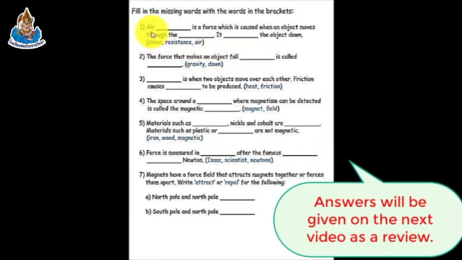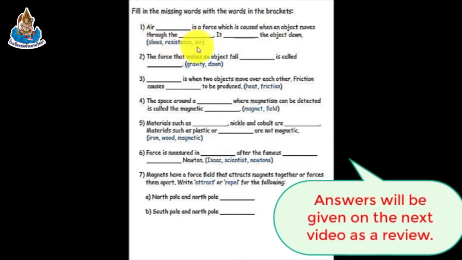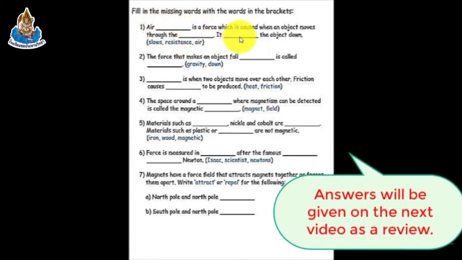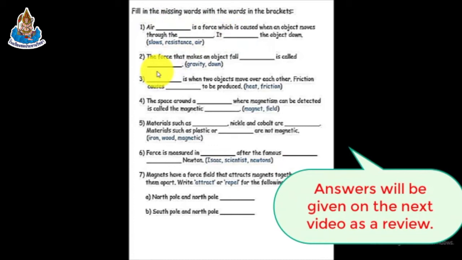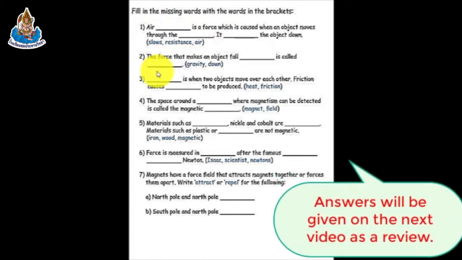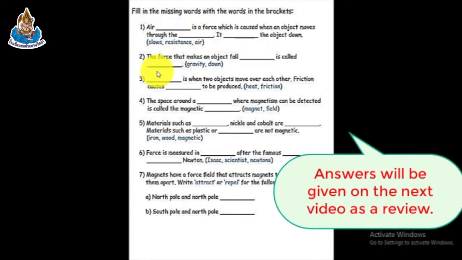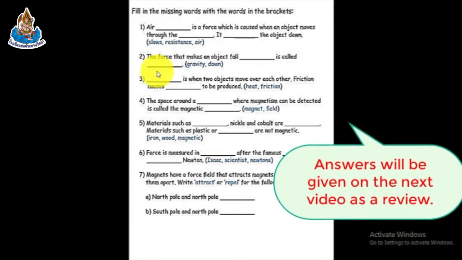For example, the answer for number 1: air resistance is a force which is caused when an object moves through the air. It slows the object down. So that's very easy. All you have to do is simply choose the correct answer inside the bracket and write it in the proper place. Got it? I'll give you 5 minutes for that. Your time starts now.